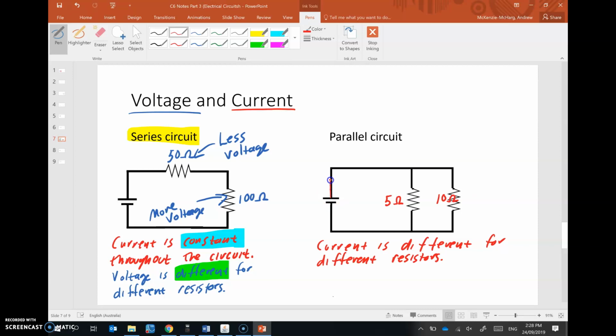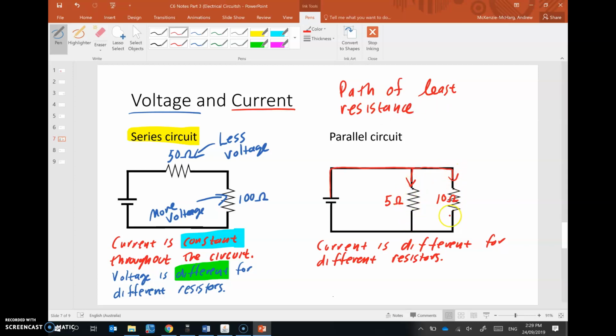Well, charge is going to come through the wires and get to this junction and say, okay, I've got two choices. I can go down through this 5 ohm resistor, or I can go through this 10 ohm resistor. Now, much like human beings, charge likes to take the path of least resistance. So that means most of the charge will go through the 5 ohm resistor.